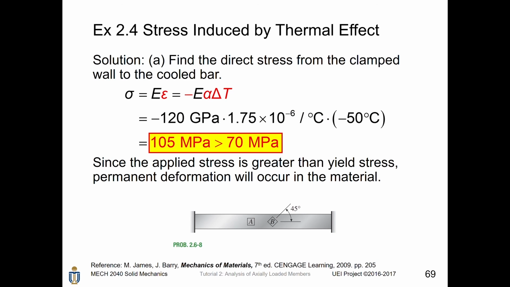For part A, we apply the thermal expansion and contraction formula. Epsilon equals minus alpha delta T, and we put it into sigma equals E epsilon, and then we substitute the values into it. Finally, we get that at a drop of 50 degrees temperature, the tensile stress in the material will become 105 MPa, which is much larger than the yield stress of the material. As we discussed in previous sections, when a material is under a stress beyond its yield stress, the material will undergo plastic deformation, or so-called permanent deformation. Therefore, it is proved that permanent deformation will occur in this material.